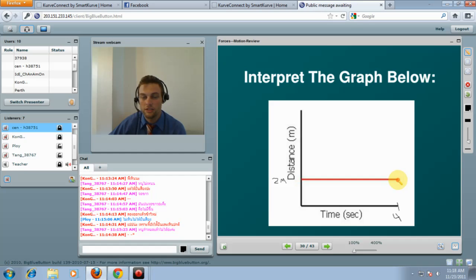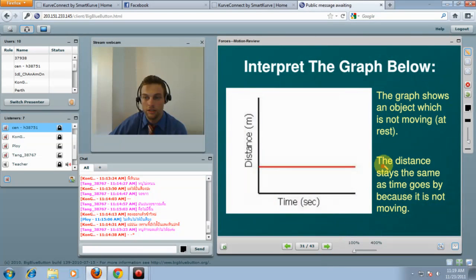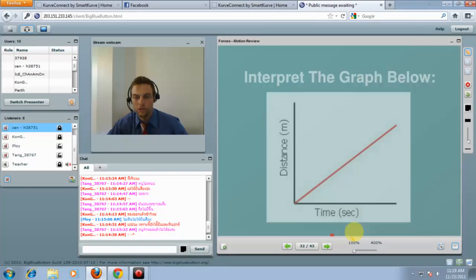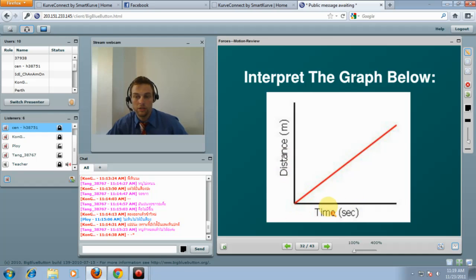Can anyone tell me what this is portraying? Do you remember the rock? No. Okay, this is basically something that's not moving. An object which is not moving or at rest. Time is going by 1, 2, 3, 4, and the distance is not changing. So say you're over here at 0, this is 2 meters, and 1, 2, 3, 4. There's no change at all. So distance stays the same as time goes by because it's not moving. Pretty simple.